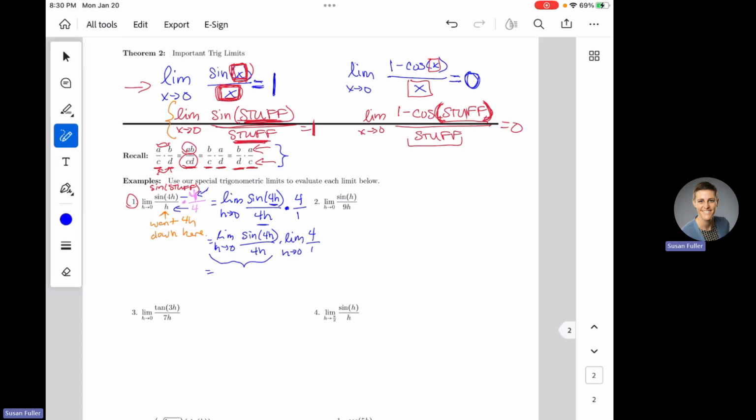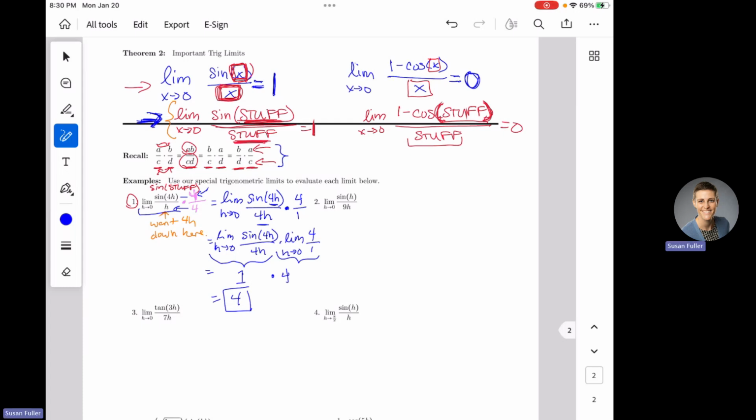The limit as h goes to 0 of the sine of some stuff over that same stuff, that's a gift. That's 1. I can just say that's 1 because, look, it's right here. And then I'm going to multiply that by the limit as h goes to 0 of 4. And the limit as h goes to 0 of 4 is just 4. And so the value of this whole thing is 1 times 4, which is 4. That is what the limit as h approaches 0 of the sine of 4h over h is. 4.